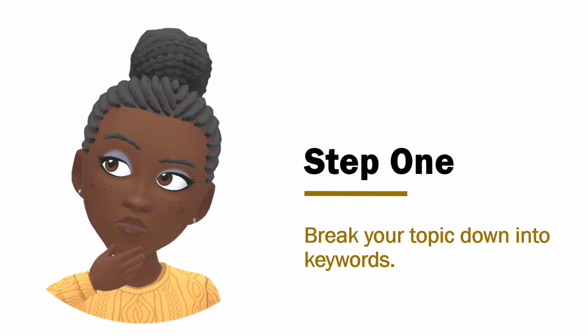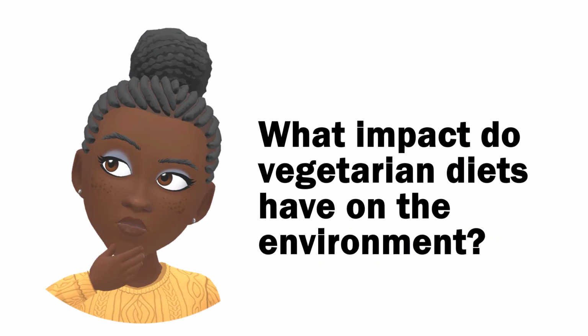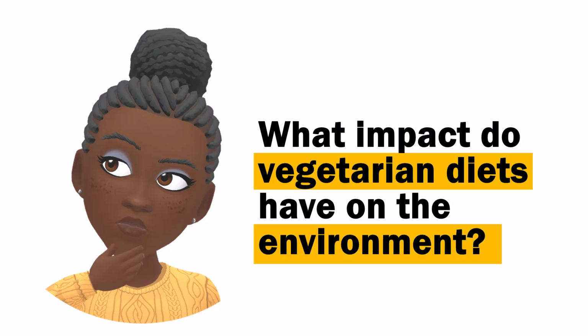Take your topic and pick out just the main concepts, the most important words that get at the meaning of what you want to find. Harriet's research topic is about how vegetarian diets impact the environment. For her topic, the most important concepts that we want to use as keywords are vegetarian diets and environment.